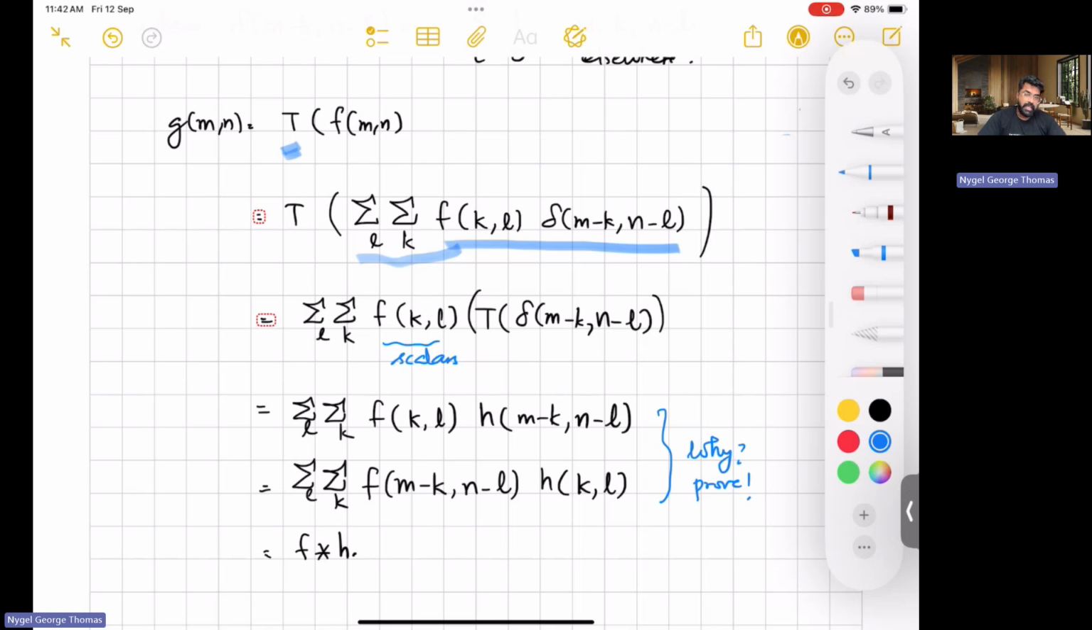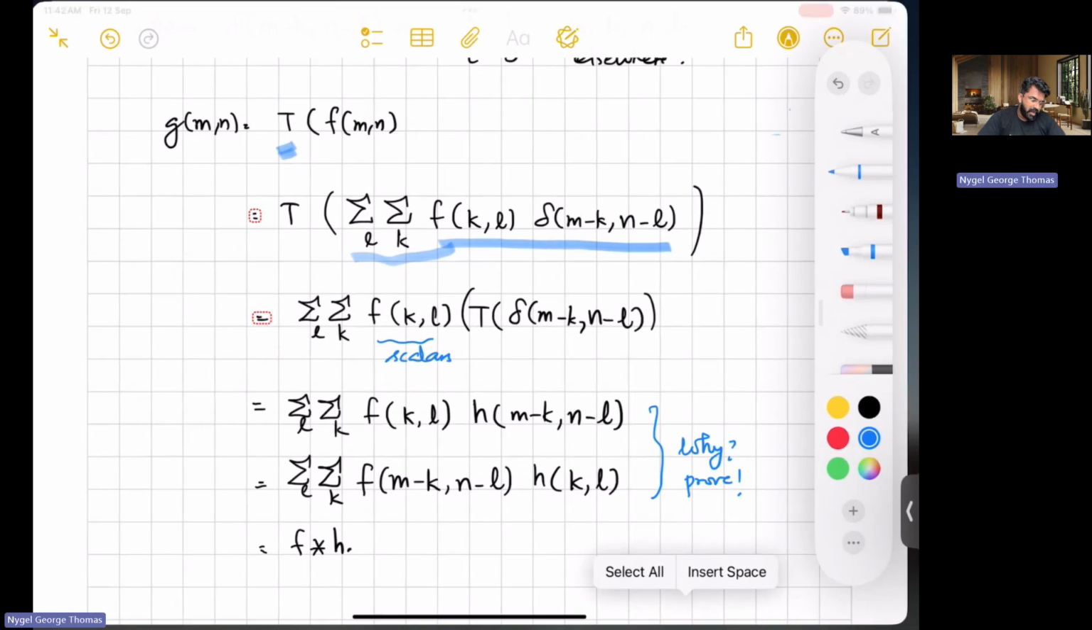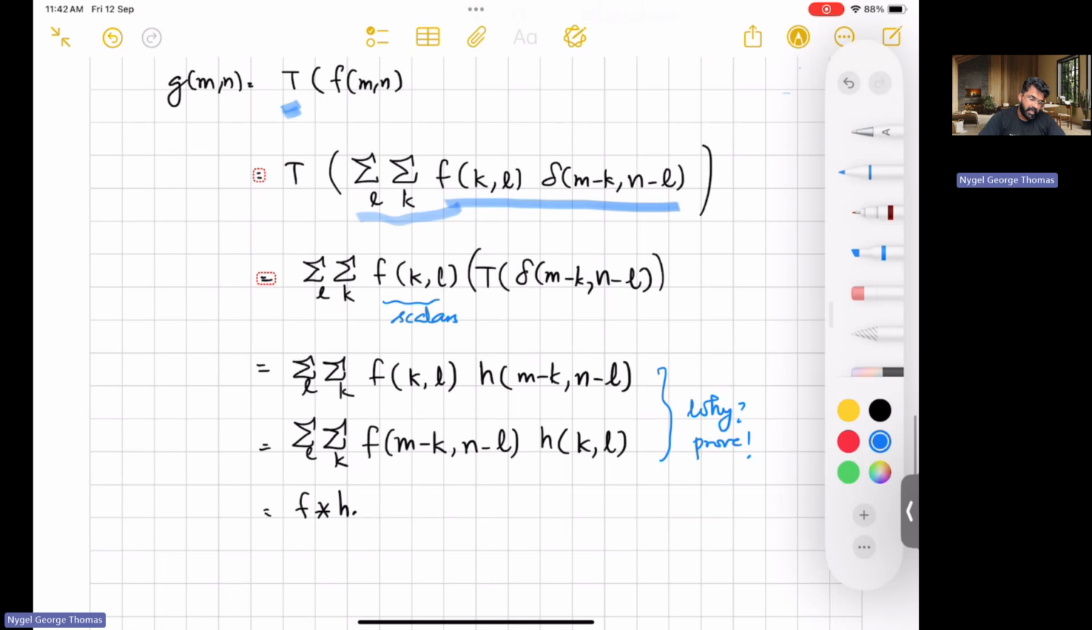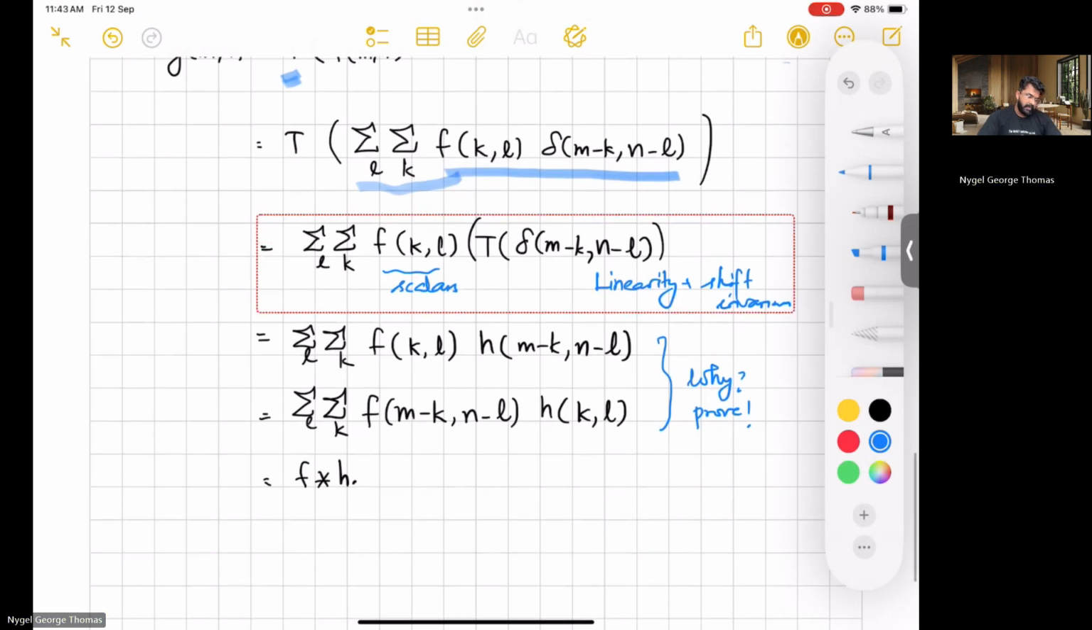Also, T is shift invariant. So if you shift the input, its corresponding output, the impulse response h, will also be shifted by a similar value. So T of delta of m minus k, n minus l will be h of m minus k, n minus l. So here we've used two properties. One is linearity plus shift invariance.